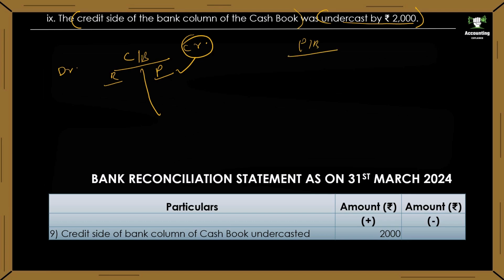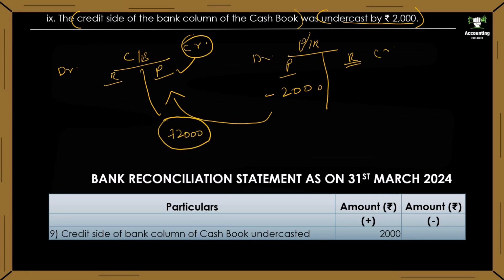Now we will see the passbook. This is your passbook, debit, credit, payment, receipt. There they have shown this 2,000 correctly. That is, they have reduced the 2,000 rupees correctly on the payment side. Okay, now we are going to prepare the BRS and find the cash book balance. For that, if we add this rupees 2,000 to the passbook balance only, we will get the cash book balance correctly, as the cash book has rupees 2,000 lesser on the payment side. So see the BRS point number 9, credit side of the bank column of the cash book undercasted under the additions column rupees 2,000.